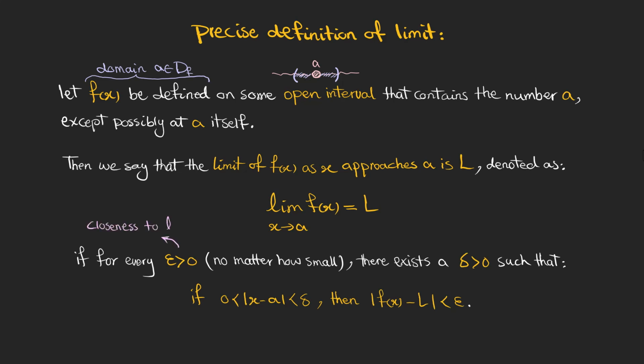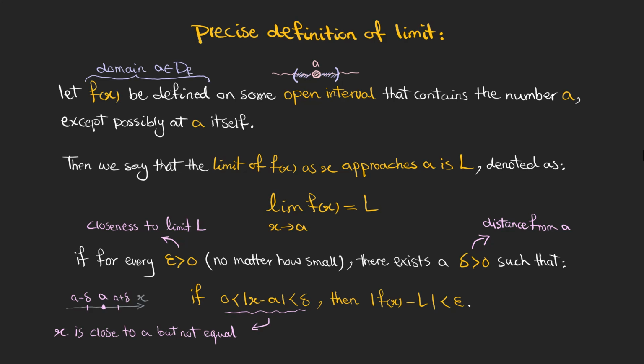Epsilon represents the desired closeness to limit L, and delta represents the distance from the point a in the domain of the function around this point. This expression ensures that x is close to a but not equal to this point. And finally, this one ensures that f of x is within epsilon of L.